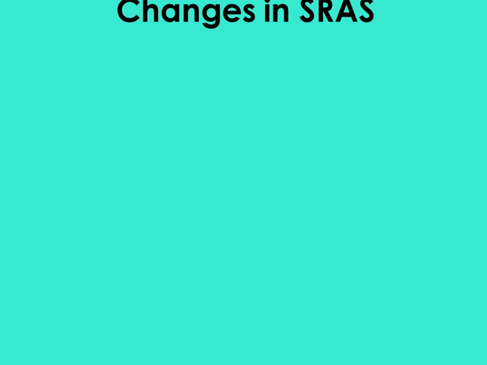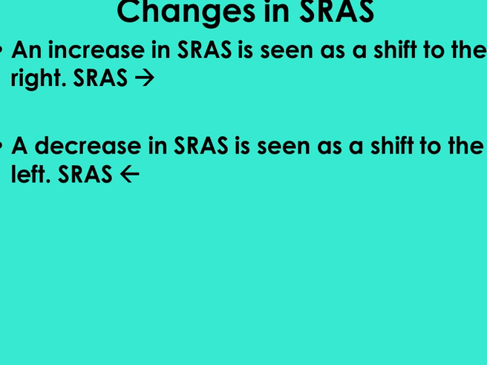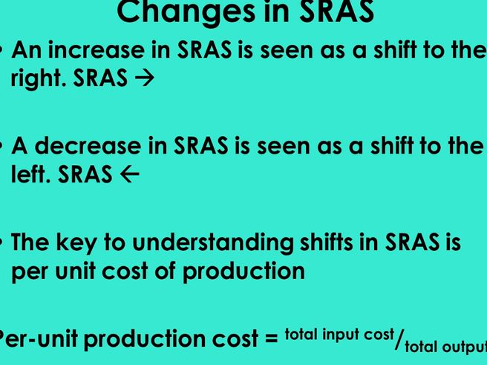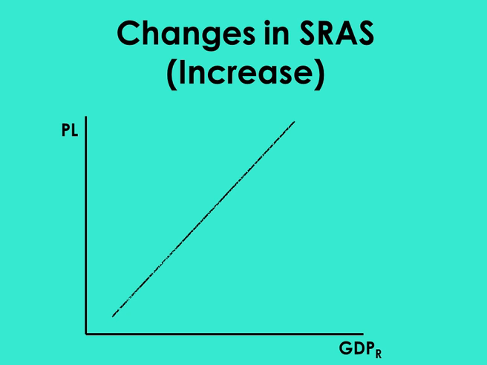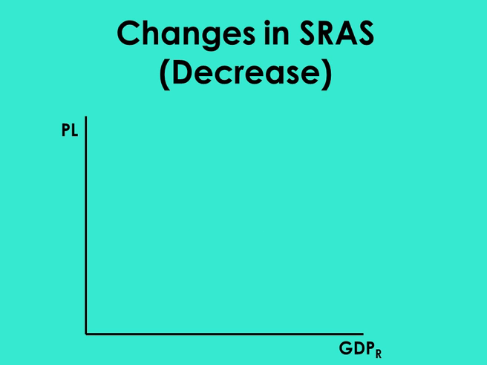So what happens when you change short-run aggregate supply? An increase in short-run aggregate supply is seen as a shift to the right. A decrease in short-run aggregate supply is seen as a shift to the left. The key to understanding short-run aggregate supply is the per unit cost of production. The way per unit cost of production is calculated is the total input cost divided by the total output. So if we want to have an increase in short-run aggregate supply, we shift to the right and label all of our curves. If we want to have a decrease in short-run aggregate supply, we shift to the left and label all.